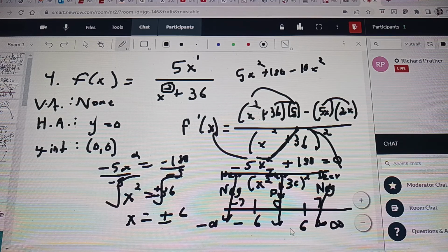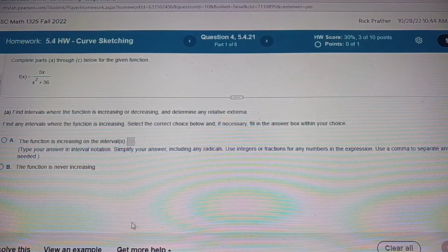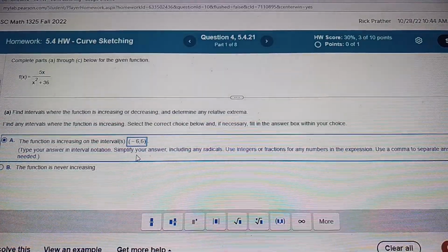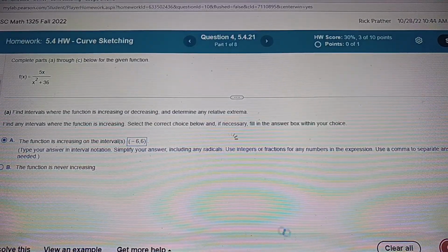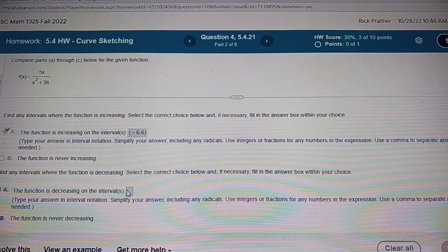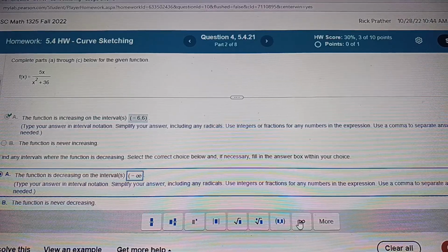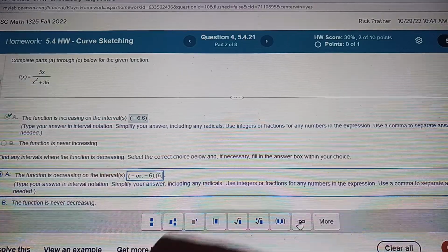Okay, so let's take all that knowledge and see if we can figure out, first, when is it increasing? I already answered this. It's only increasing from -6 to 6, between the two critical numbers. It's decreasing from -infinity until -6 and from 6 to infinity.